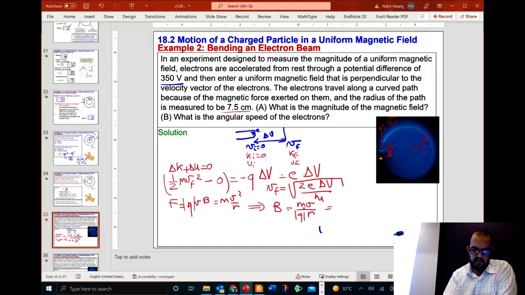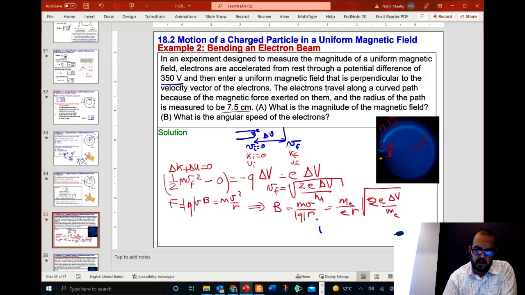So I have everything. I have the velocity v final. So B is m divided by the charge of the electron, r the radius you are given, which you convert to meters, times v, which is the square root of 2e delta V divided by the mass of the electron. Mass of the electron is 9.11 times 10 to the minus 31. Charge is 1.6 times 10 to the minus 19. You can calculate the magnetic field.